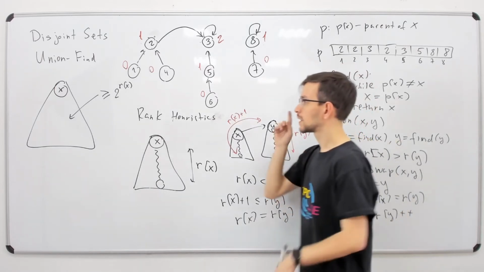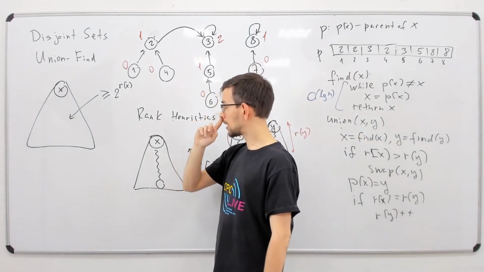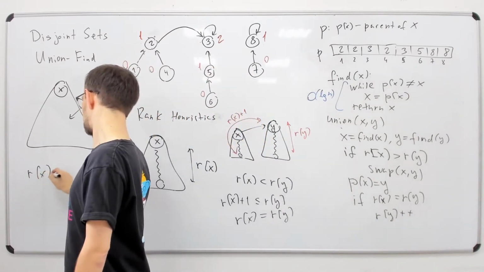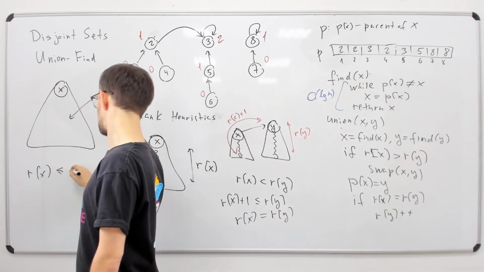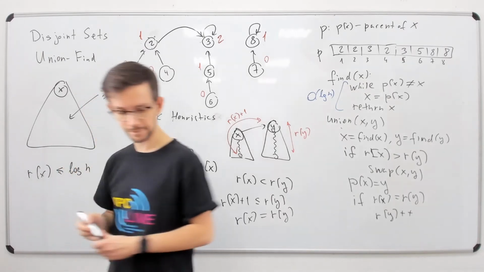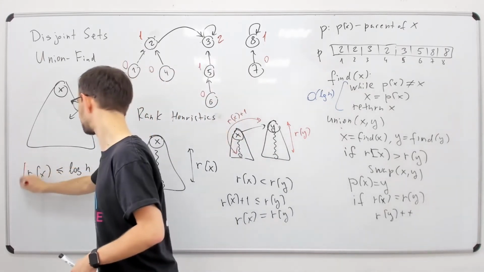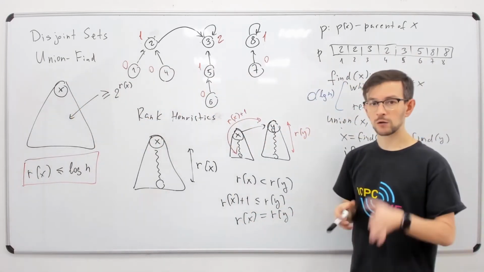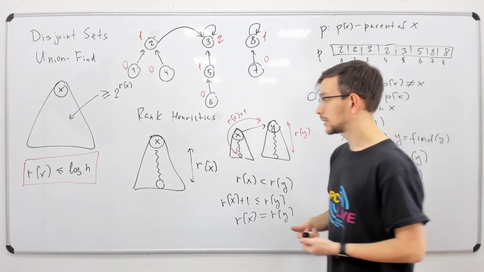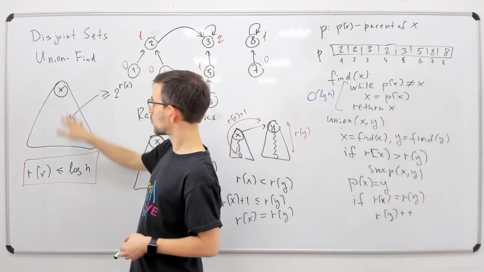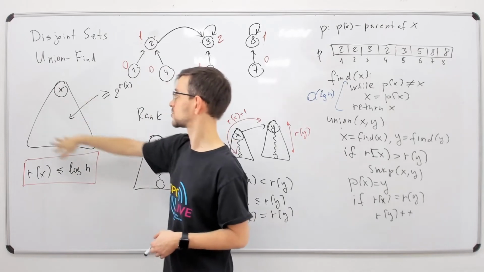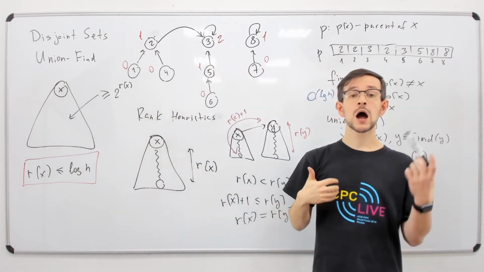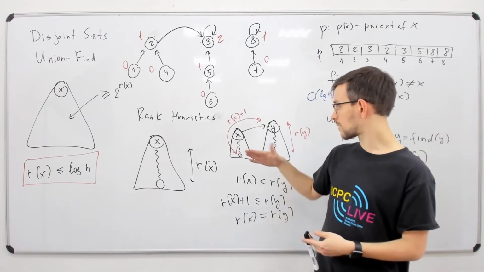Again, let's go back. What do I want to prove? I want to prove that the rank is never more than logarithm of n. That's what I want to prove. How to prove this? Very easily. Let's look at element x. Let's prove that the number of elements in this tree is at least 2 to the power of the rank of x. Why is it true? Well, because of the construction.